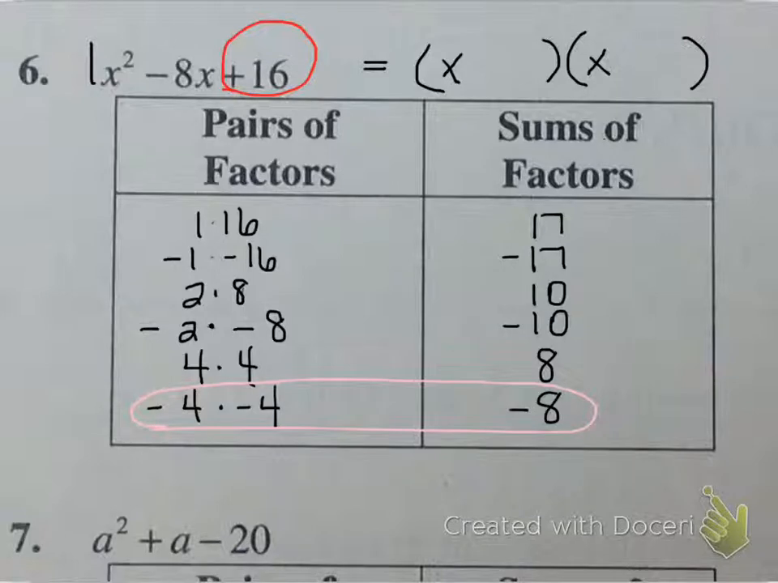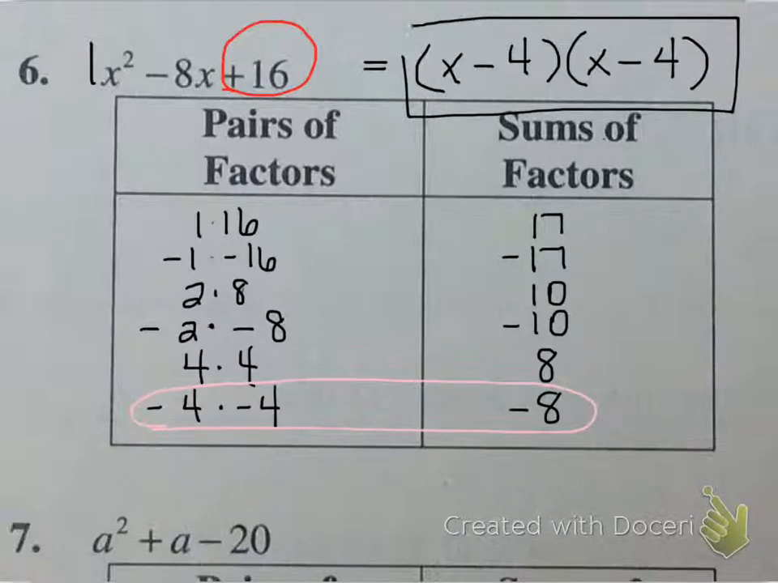Now I need factors of 16 that add to negative 8, and I have already discovered those. So it's negative 4 and negative 4. So I put negative 4 and negative 4. This is my answer: x minus 4 times x minus 4.